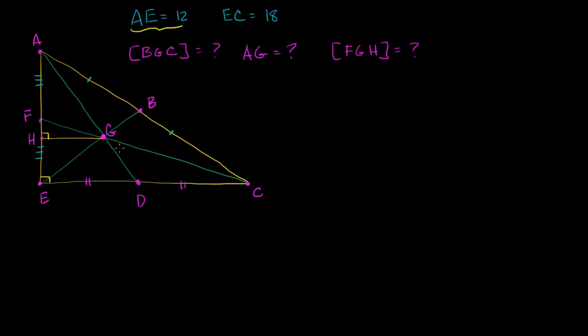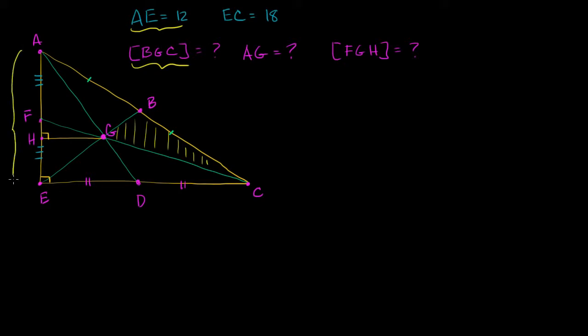And so the first thing they ask us is, what is the area of BGC? So BGC right here, that is this triangle right over there. And to figure out that area, we just have to remind ourselves that the three medians of a triangle divide a triangle into six triangles that have equal area. So if we know the area of the entire triangle, and I think we can figure this out, this is a right triangle, they're telling us that.